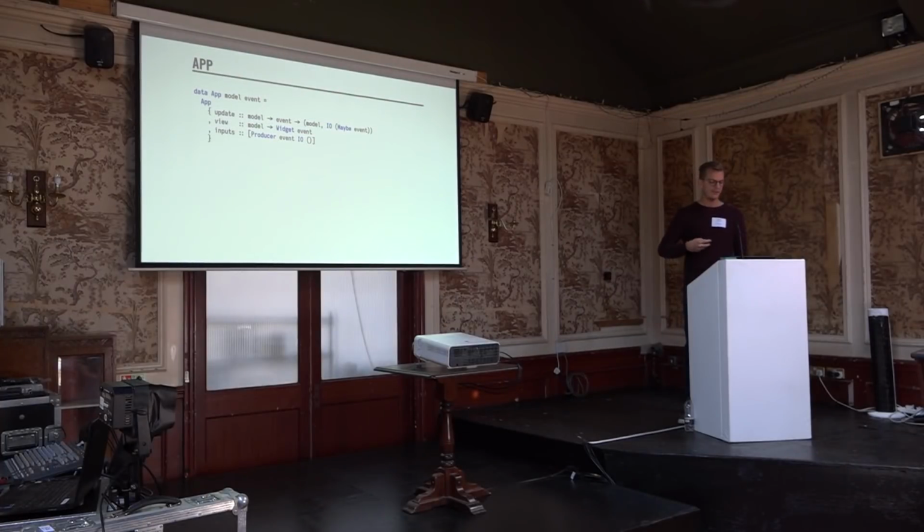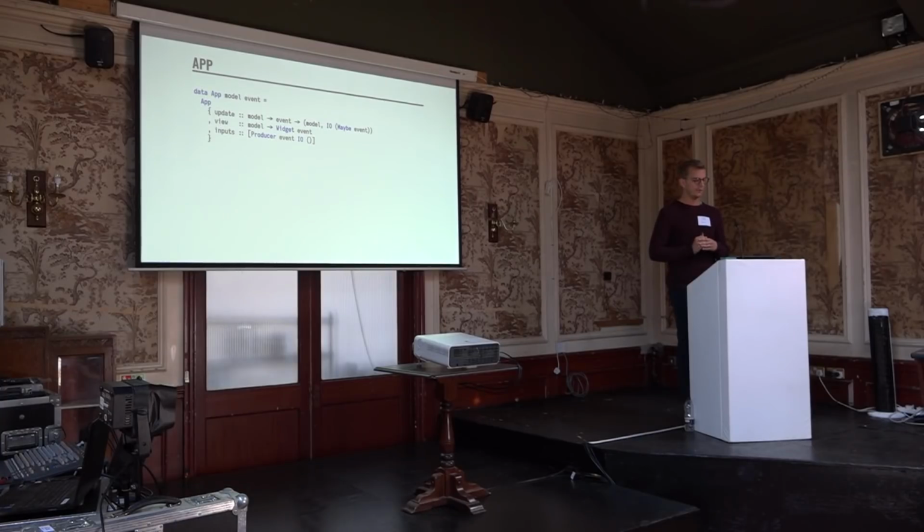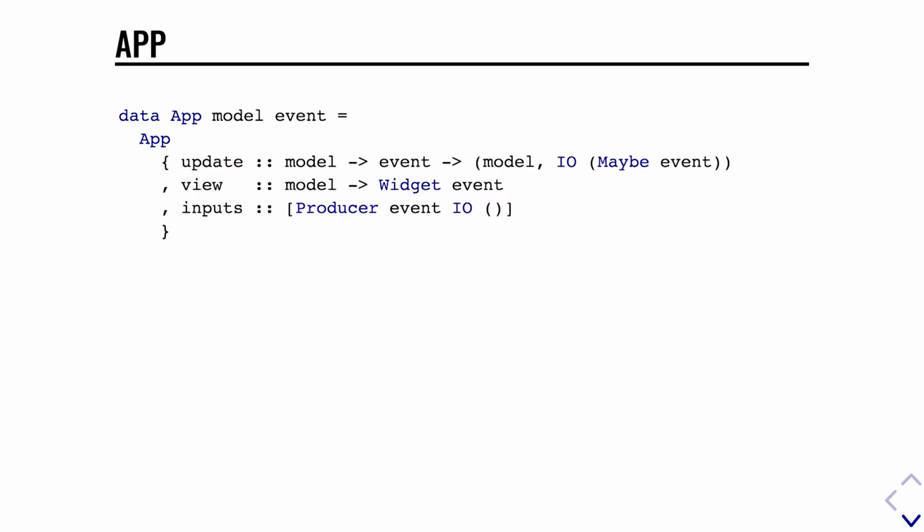Basically, you create a value of this data structure, which is your application. It's parameterized by the model and the event type of your application. And you provide an update function going from model to event to a new model and an I/O action, possibly returning a new event. So you don't have to return new events in your update function, but you can. You also have a view function that goes from model to widget of event.